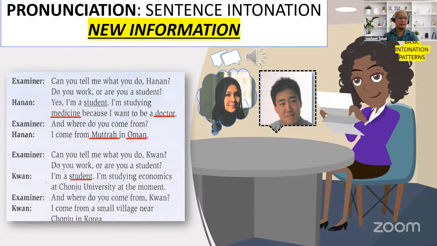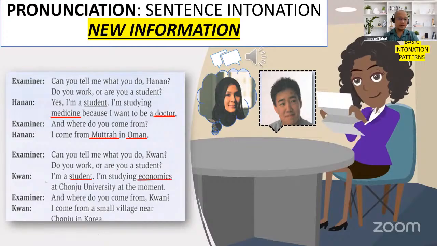So what's being emphasized here, or what's being stressed here, are the words that show new information. So we have here, for example, I'm a student. I'm studying medicine. So medicine here is a new information because the candidate can be studying, for example, psychology, philosophy, etc. And other examples of new information, we have a doctor, a job, a place, right? Job and place and courses that you study.